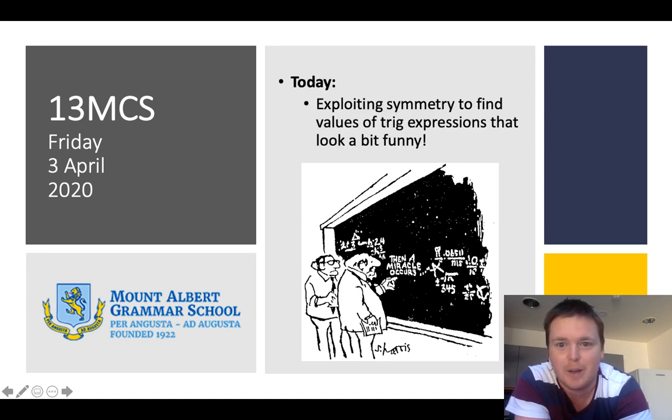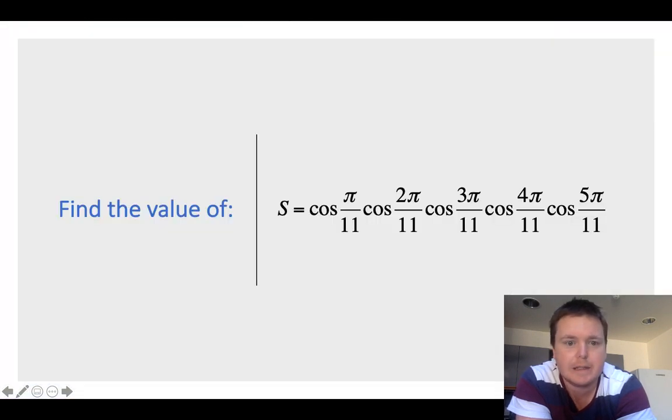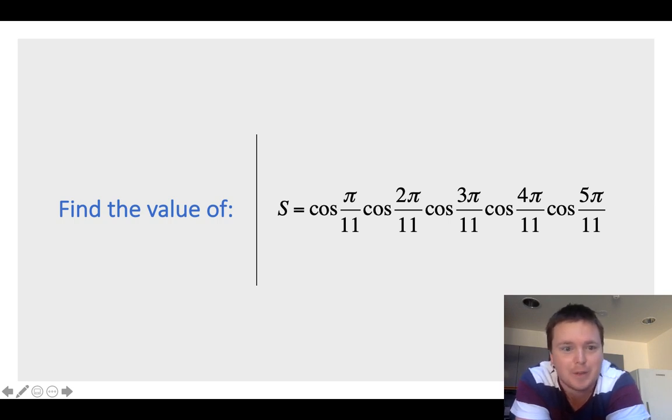Today we're going to look at some problems that look a little bit nasty, but in both cases they have symmetry that you can exploit to solve the problem. So, problem 8. Find the value of this expression. You might be looking at it going, it looks kind of similar to the assignment question. Hopefully some of these videos are helping you with that. Alrighty.